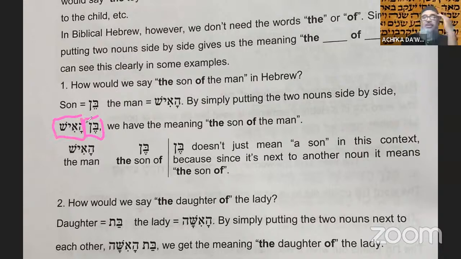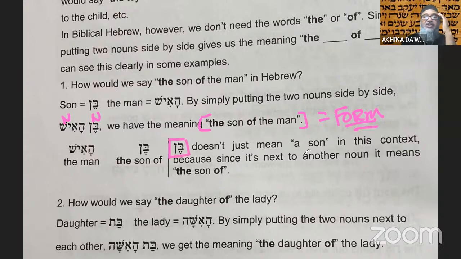But in English, we would be like, what does that mean? Son, the man? Okay. So we have the meaning, the son of man. In Hebrew, when they put two nouns together, it takes this form. It's like a formula, okay? When we say form, you're going to see it written in a certain way.